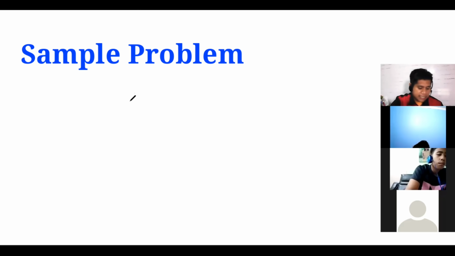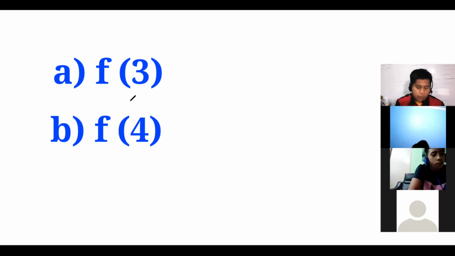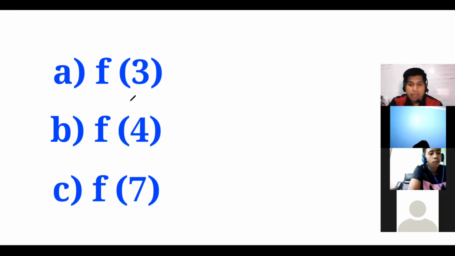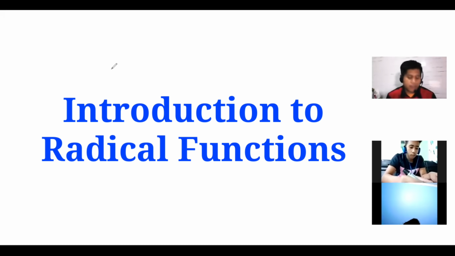So now, children, we have here an example problem in the book on page 34. If you have your books with you, you can open them on page 34. So we're going to find the indicated function values of the function f of x is equal to the square root of 4x minus 3, and we have values of f of 3, f of 4, and f of 7. So we're going to continue now with our lesson on introduction to radical functions.